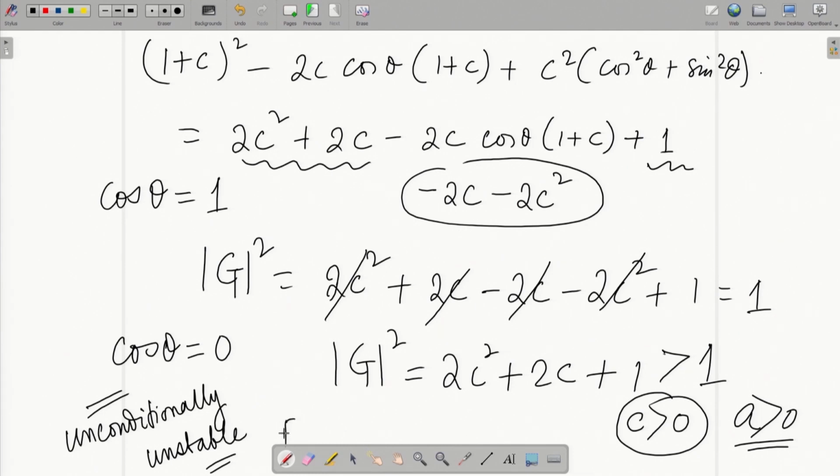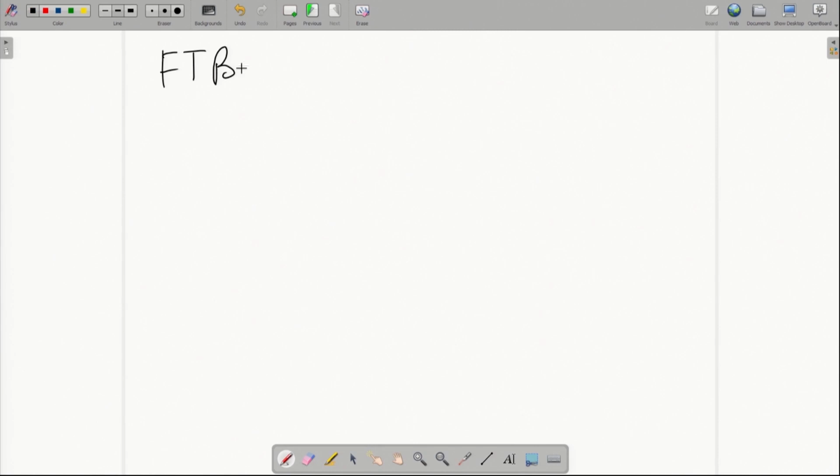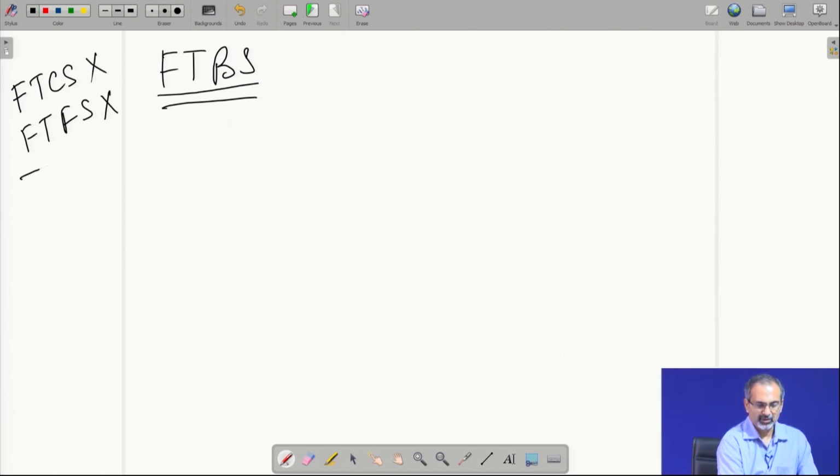So, we now find that even FTFS does not work for the linear wave equation. So, let us check with FTBS, the forward time backward scheme. We are running out of options. We have found that both FTCS and FTFS haven't worked. We now need to check whether FTBS works.